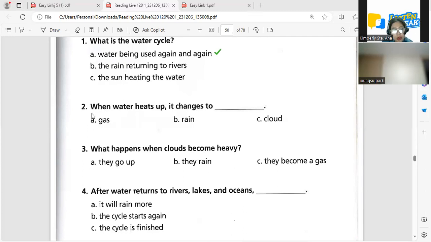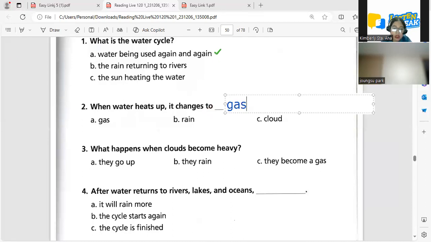So let's have number two. Can you read number two? When water heats up, it changes to gas.